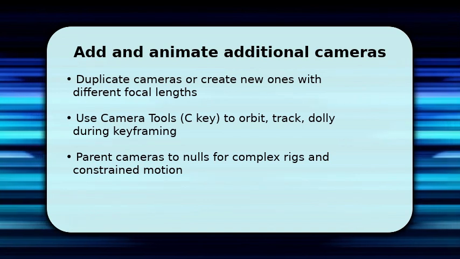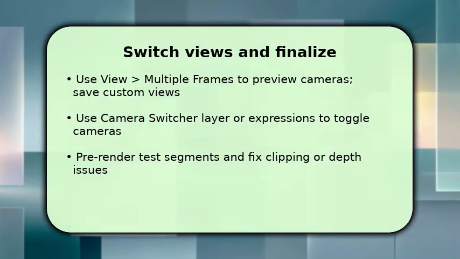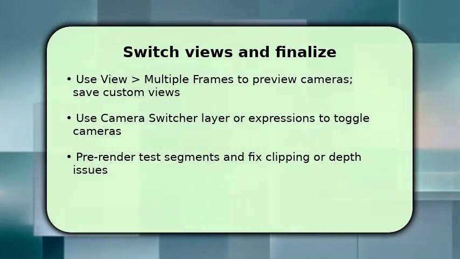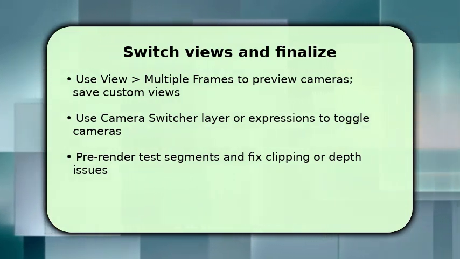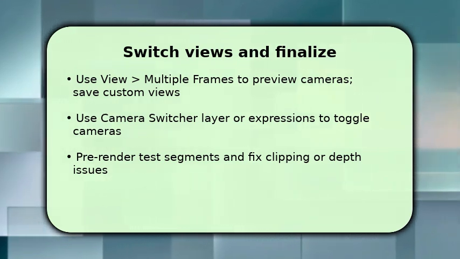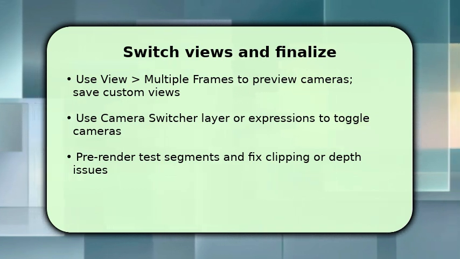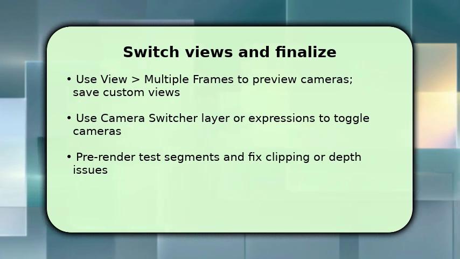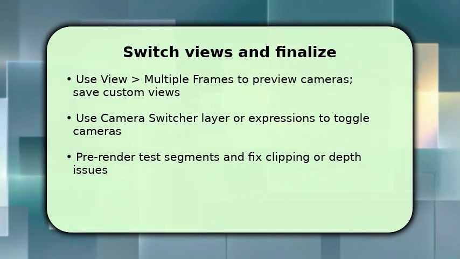You finish by previewing and switching. Use multiple view layouts to compare camera angles side by side and save helpful custom views. To render specific angles, add a camera switcher layer or keyframe the active camera via the timeline to toggle between cameras. Expressions can automate this. Then pre-render short test segments to check depth of field, clipping, and motion blur.